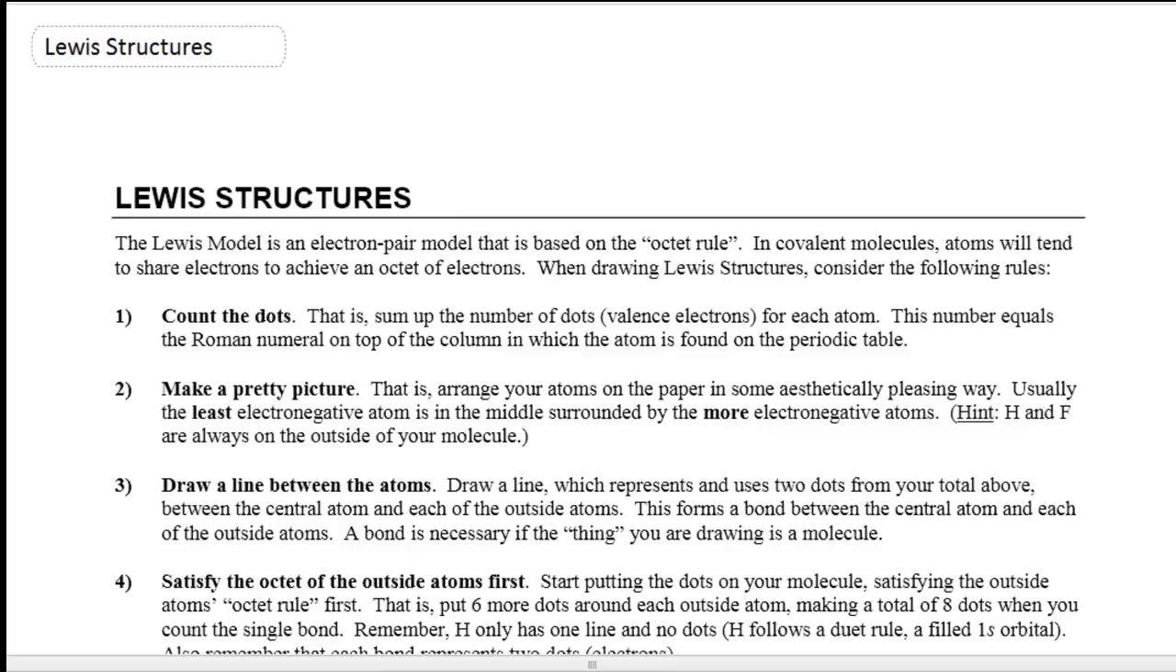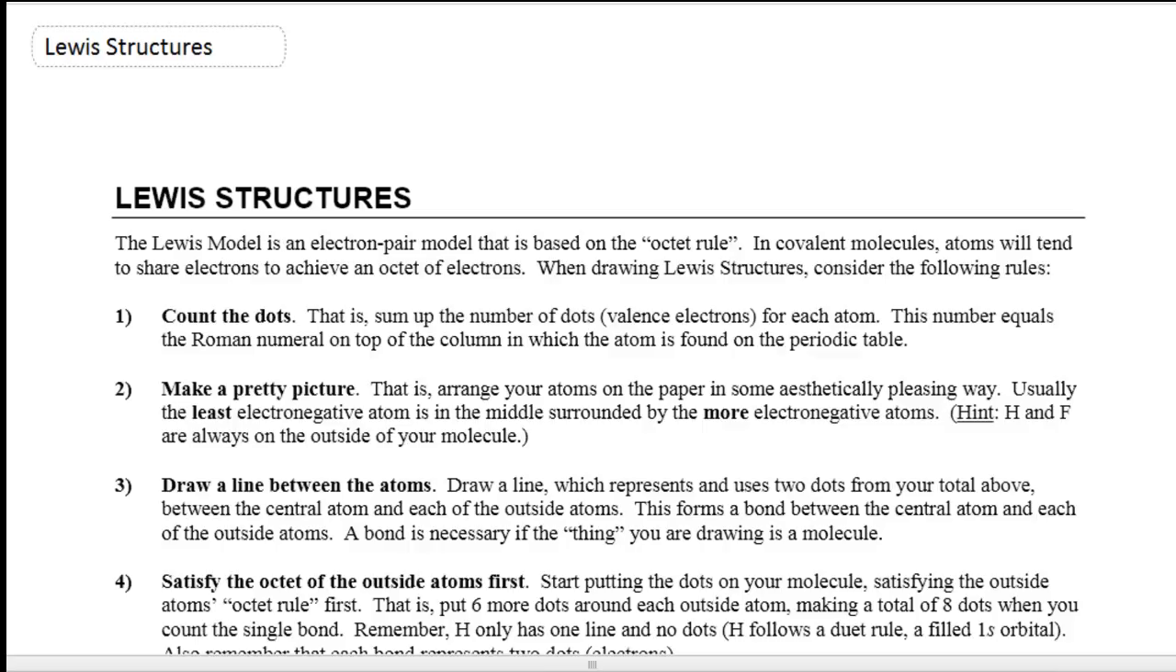What I would like to do in this video is talk about Lewis structures. So Gilbert Newton Lewis, G.N. Lewis, was a chemist who received his PhD at Harvard in either the late 1800s or early 1900s.